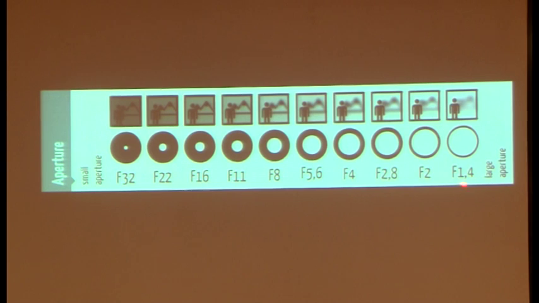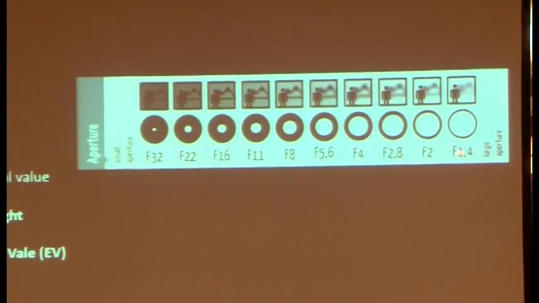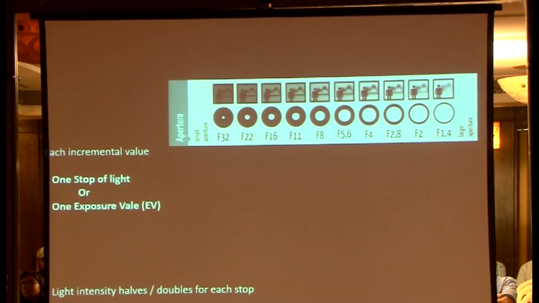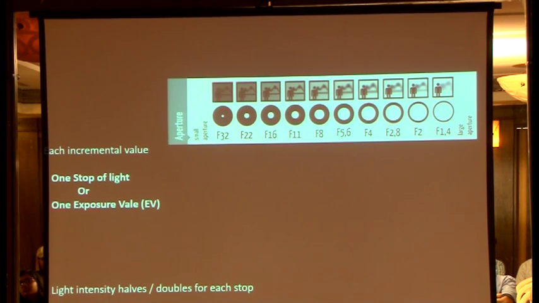just remember that this is 1.4, 2.8, every alternate is a double of that, 2, 4, each is one stop of light. Now what is the meaning of one stop of light? At each value or size of the aperture, light either doubles or halves in intensity. So between 1.4 and 2? Yes. So 1.4 will have double the amount of light than 2. 2 will have double the amount of light than 2.8.